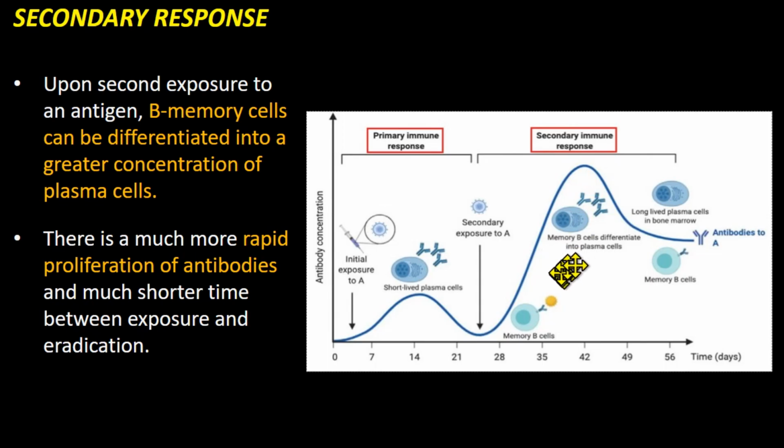Of course, more plasma cells means that more antibodies can be produced. This is why the antibody concentration goes way up. So there's much more rapid proliferation of antibodies and a much shorter time between exposure or detection of the antigen. So it gets rid of the pathogen in a much shorter period of time. This could be after a second dose of a vaccine or due to a future exposure to the antigen.